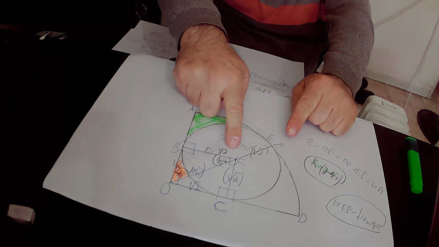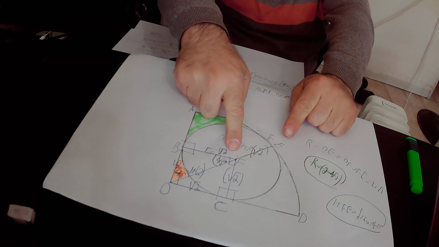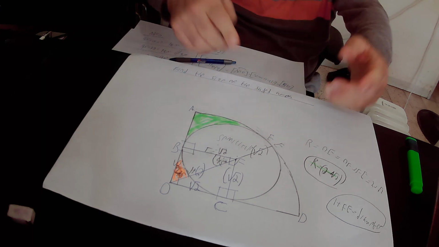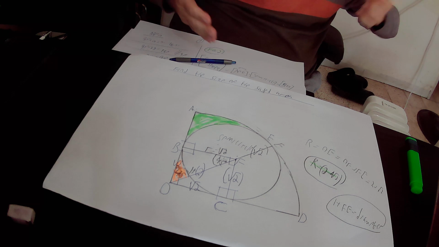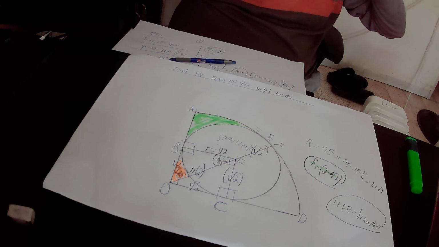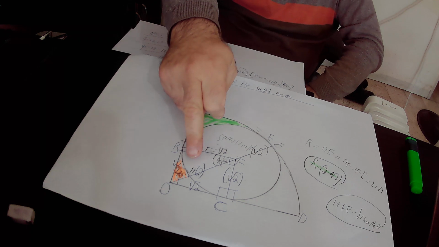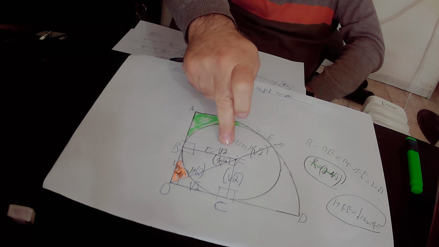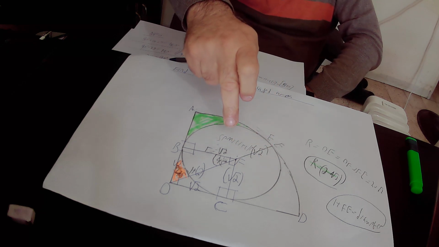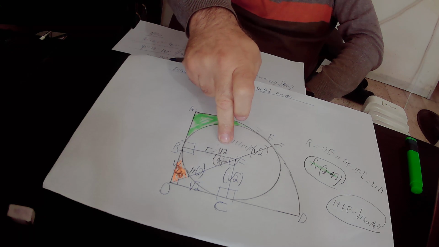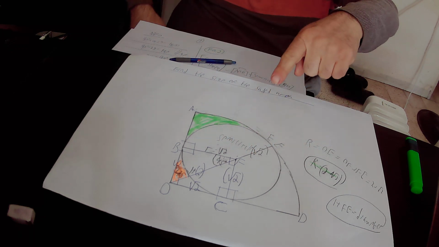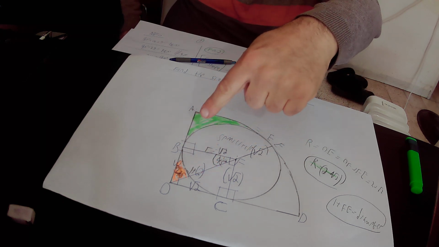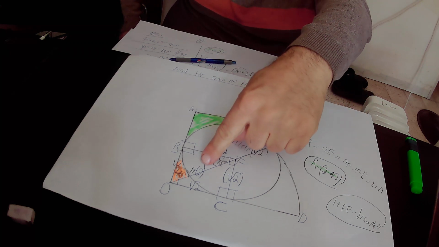Therefore, edge FE that passes through point F, the center of the small circle, must be the diameter of this small circle. And we know that any diameter of any circle bisects the circle into 2 halves. So edge FE, the diameter of this circle, bisects this circle into 2 halves. This is the first half and this is the second half. Therefore, this is a semicircle and this is also a semicircle. In conclusion, we found out that this shape, edge BE, is a semicircle.